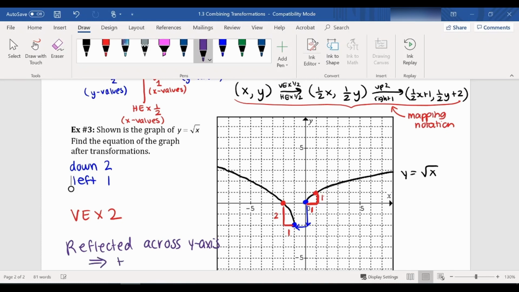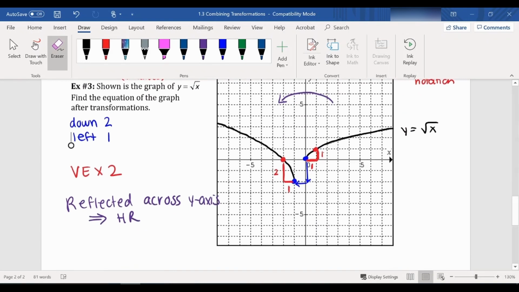that is a horizontal reflection, right? It's flipped over this way. Okay. If it had a vertical reflection, what happened? It would open down like this. So we've got a couple things that we can do to write our new function.